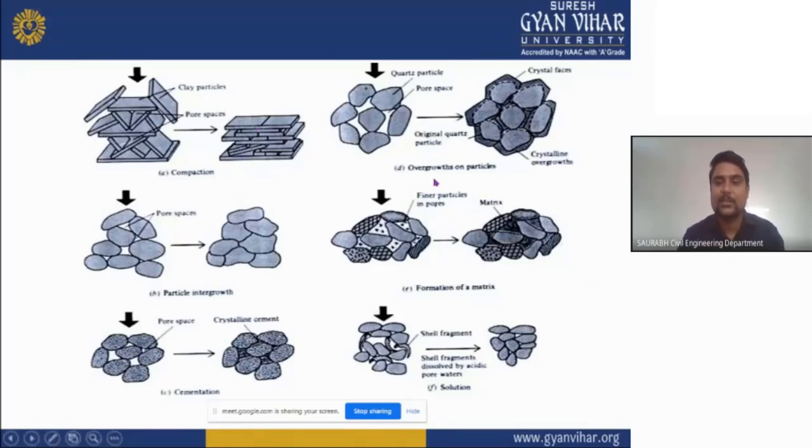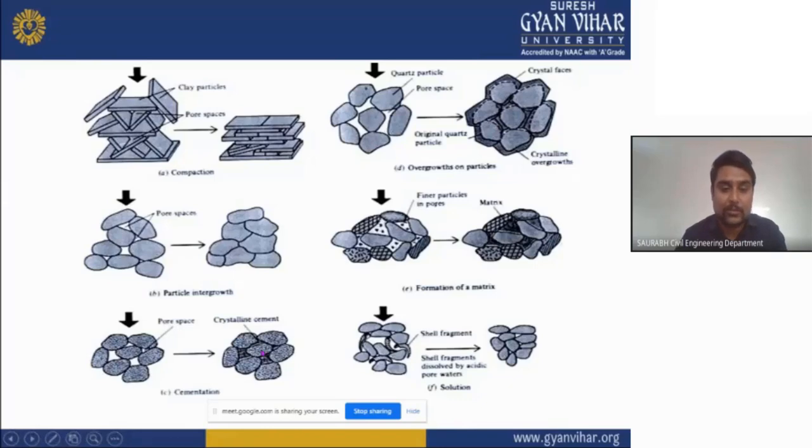Now see the second image. This is the image of organic soil, and there are also pores. When you do the compression, these pores will be filled by the crystalline material. As you can see here, these are the particles, the pore space, and these are filled out by the compression. It is also called particle intergrowth, and this is called formation of a matrix. So that is the meaning of compressibility.